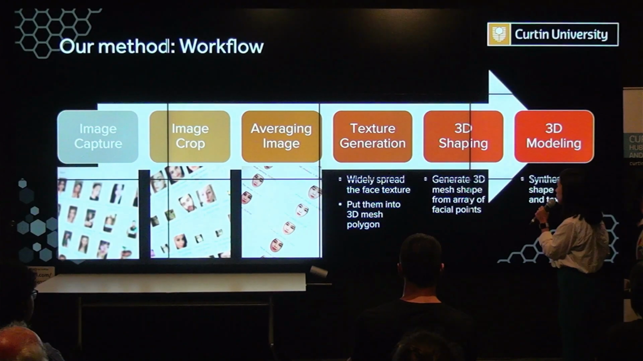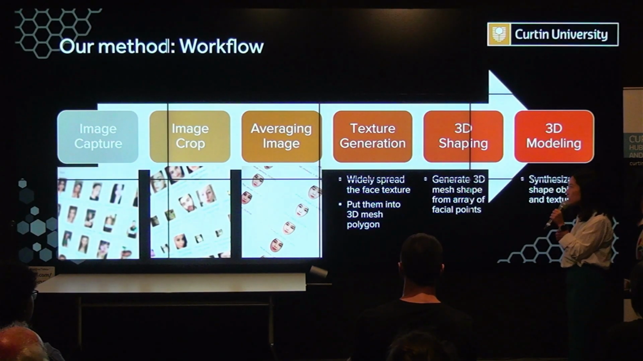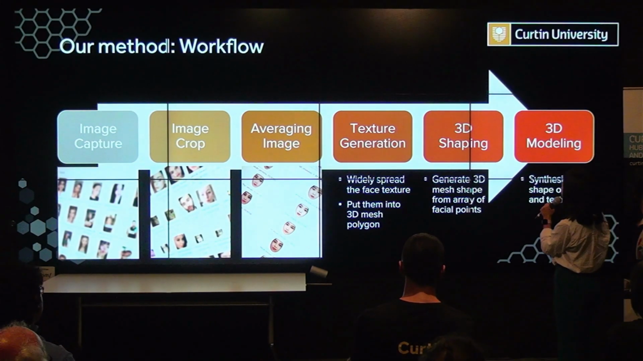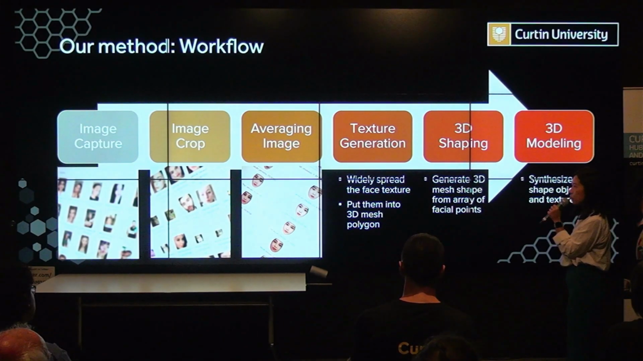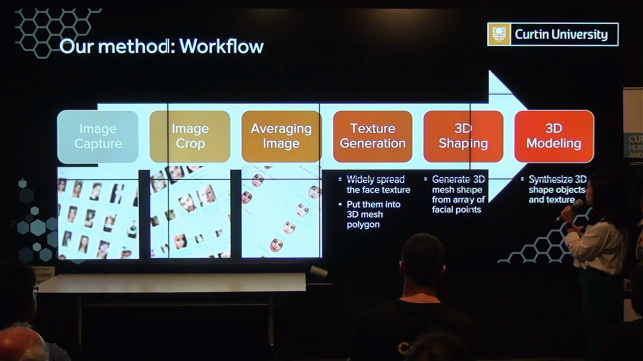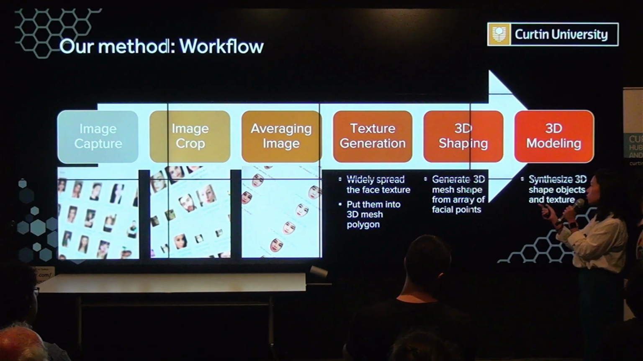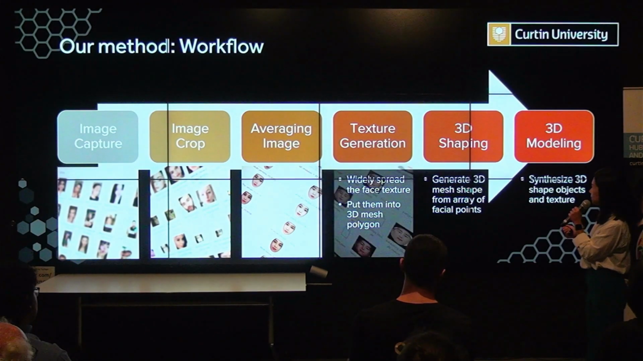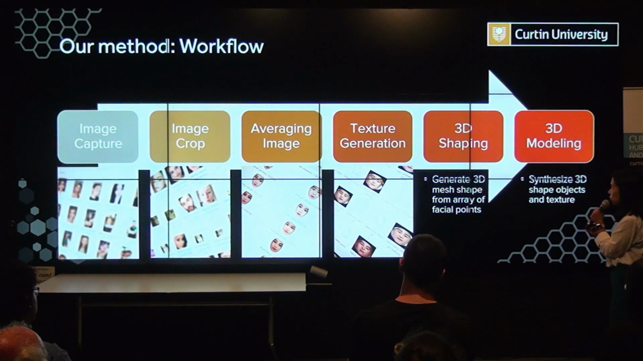But furthermore, in our project we want to make the 2D images more realistic by putting them into a 3D model. So the texture generation, 3D shaping, and 3D modeling processes are about making the 3D. First, for the 3D model generation, we need to make the texture generation, putting in more colors and the 3D polygon shape. So we spread these 2D image textures widely and then put them onto the 3D mesh model. This is the result of our texture generation.